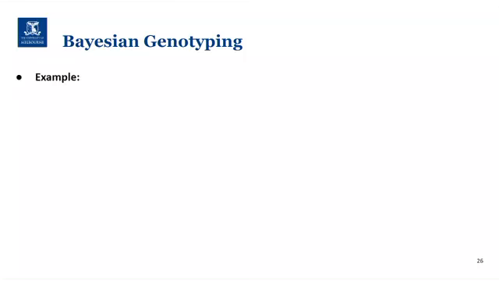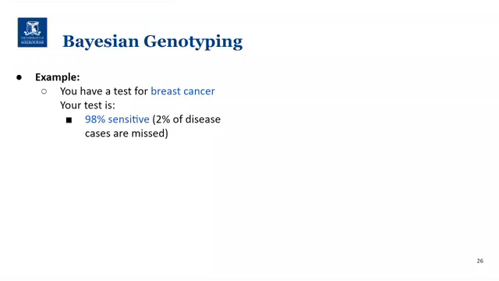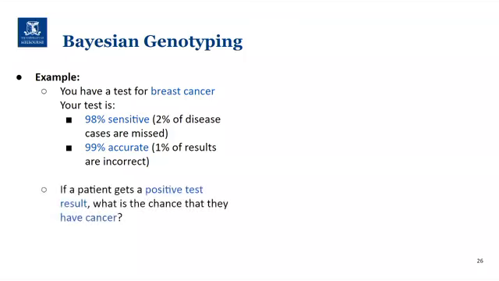So just with a simple example to explain how it works, let's say you have developed a test for breast cancer, okay? That's going to basically say whether the person has or hasn't breast cancer. So your test is 98% sensitive. So 2% of the disease cases are missed, only 2%, okay? And it's 99% accurate, so 1% of the results are incorrect. And the question we want to ask is, if a patient gets a positive test, what's the chance that they have cancer? Okay, is that clear?